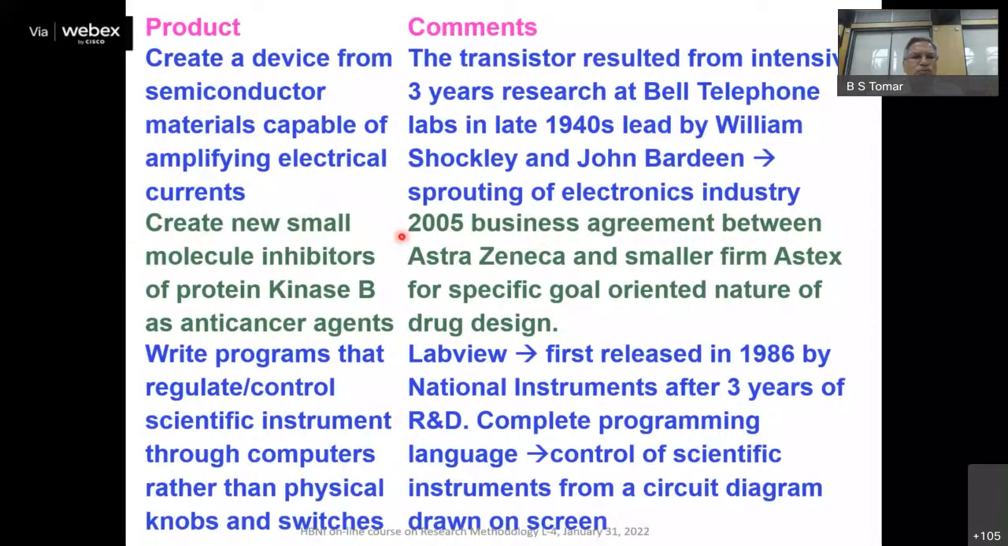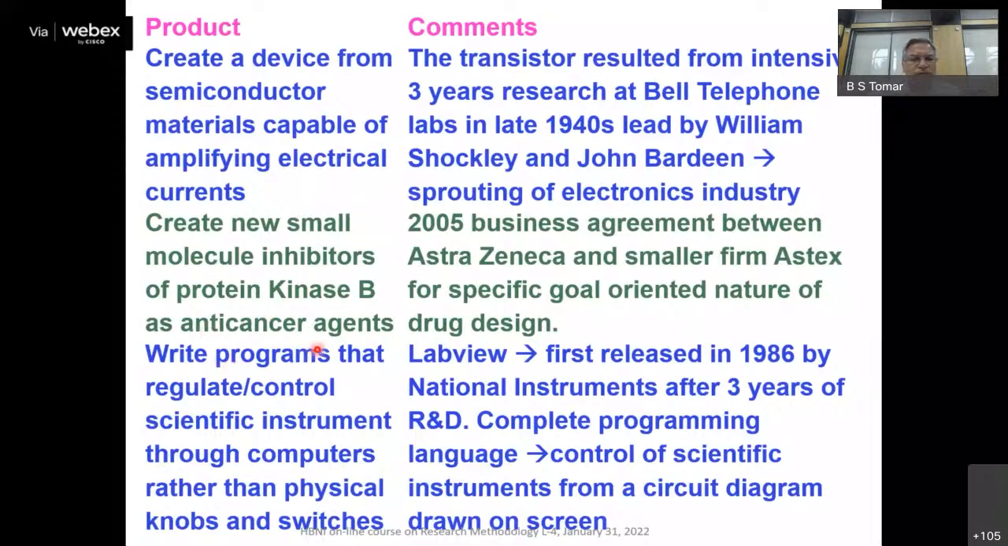Similarly, create new small molecule inhibitors of protein kinase B as anti-cancer agents. This was a 2005 business agreement between AstraZeneca and the smaller firm Astex, for the specific goal-oriented nature of drug design.